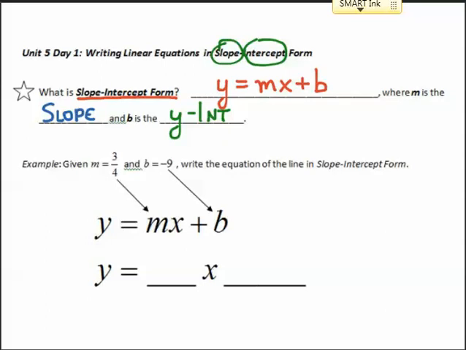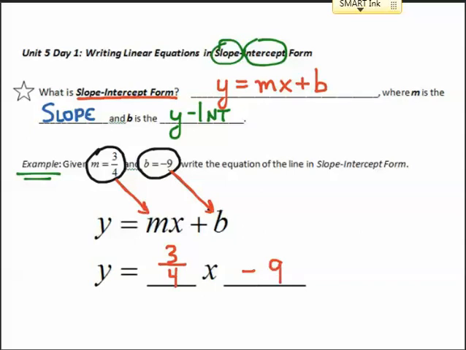Now, let's take a look at this first example here. So we're given two things. We're given the m and we're given the b. And this is simply a matter of taking those two values and substituting them in to the appropriate place. So I'm literally just going to drag that 3/4 into the m's position, and I'm going to drag that -9 into the b's position. And I'm done. That's it. y equals 3/4 x minus 9. So again, all we're doing is we're inserting our m and our b. Let's take a look at a few more.